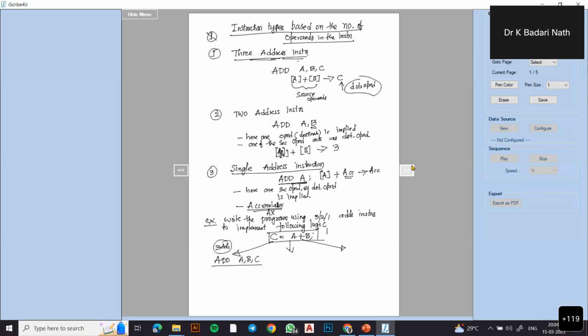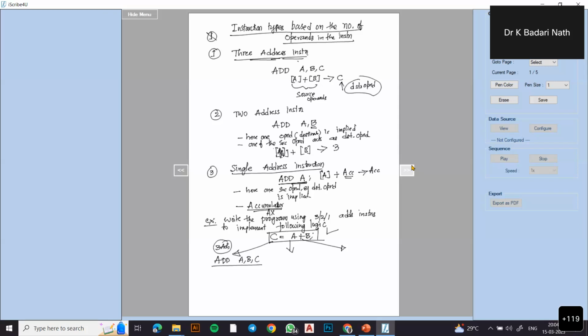That is an advantage of the 3 address instruction. Of course, there is a disadvantage with the 3 address instruction: many words are required. But what is the advantage? It's very easy for programmers to implement complex logic because you can directly specify the memory operands of your interest and start writing the code. So the number of instructions required to write the logic for a particular task is less. Whereas as you move from 2 address to single address, the number of instructions required will be more.